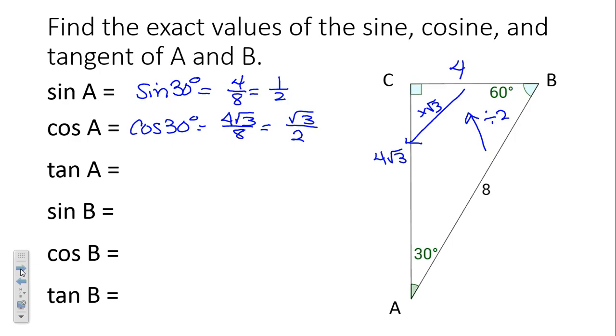Tangent of angle A. Tangent of 30. Opposite over adjacent, right? Four divided by four square root of three. Okay? So it'll be one over square root of three. But we can't leave it as one over the square root of three because we can't leave a radical in the denominator. So it comes up. When it goes up, the three will just be a plain three in the bottom.